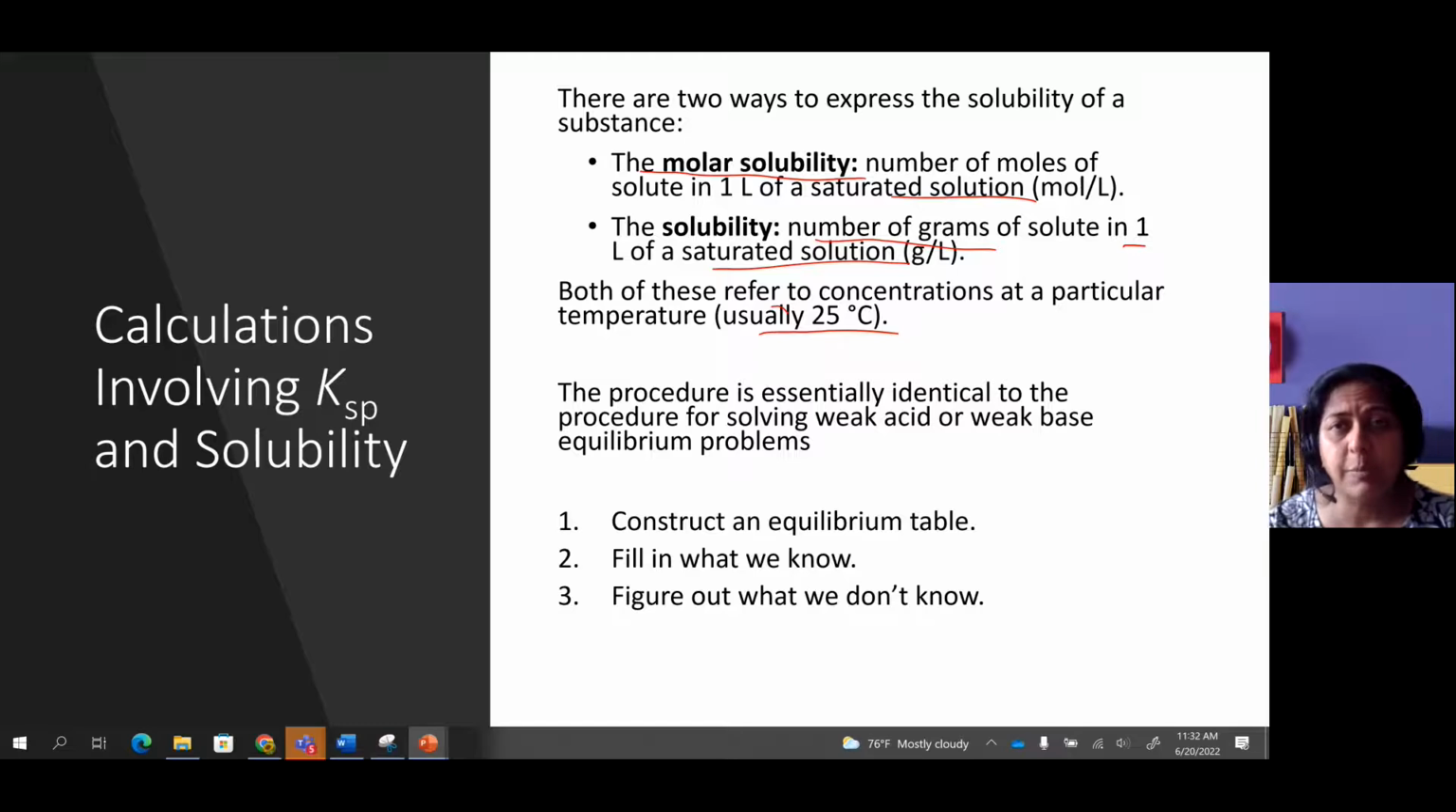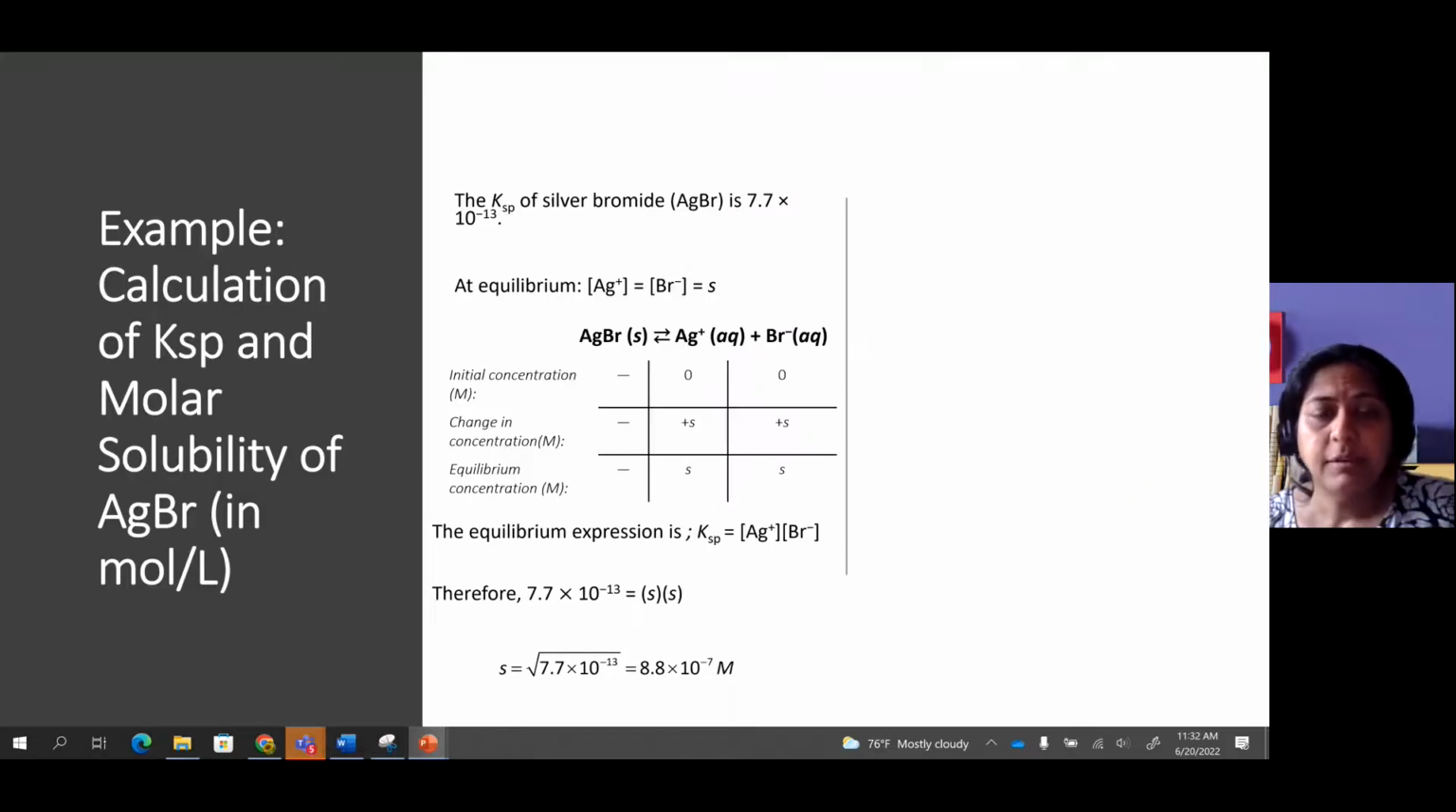How do we solve a problem with Ksp? We follow the same procedure we learned under equilibrium. First, we construct the ICE table. Then we fill that table with what we know. Then we construct an equilibrium equation to solve for the unknown. Right, here is an example.